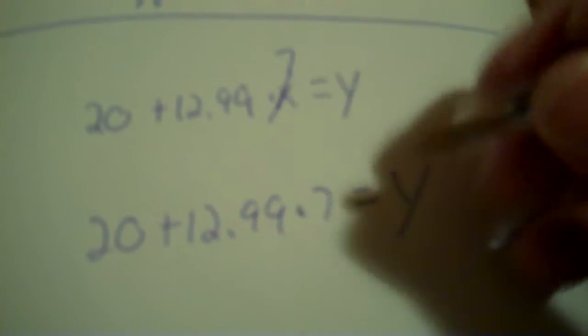Now you simplify each side, okay? Well, this one's kind of easy. Over here we just have a Y. Over here I do the times first and then add 20. There's no variable on that side.